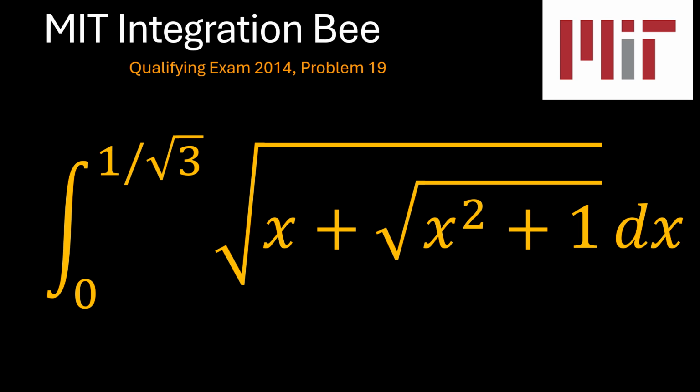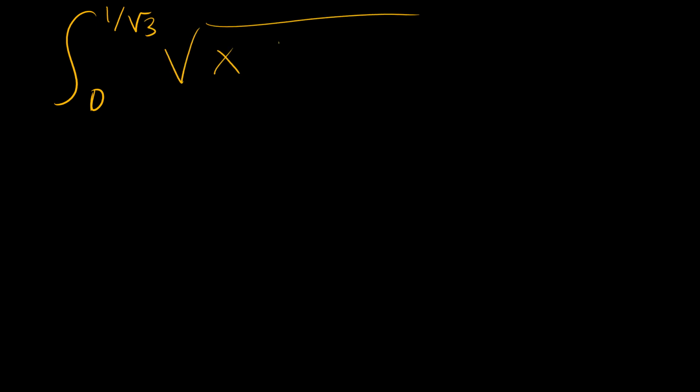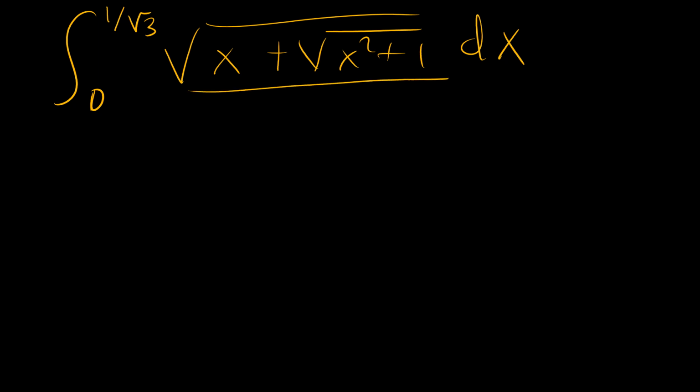But yeah, let's see. From x equals 0 to 1 over root 3, square root of x plus square root of x squared plus 1. This is our problem. Since this entire integrand looks very intimidating, let's try substitution.